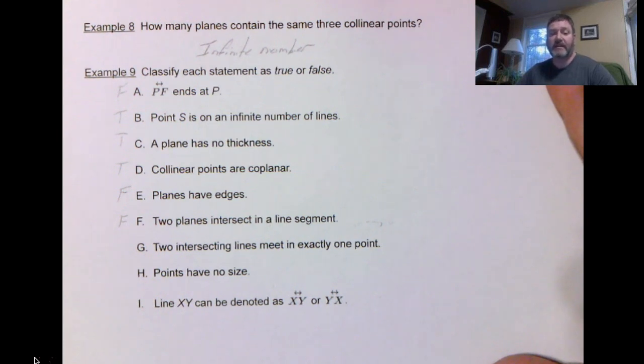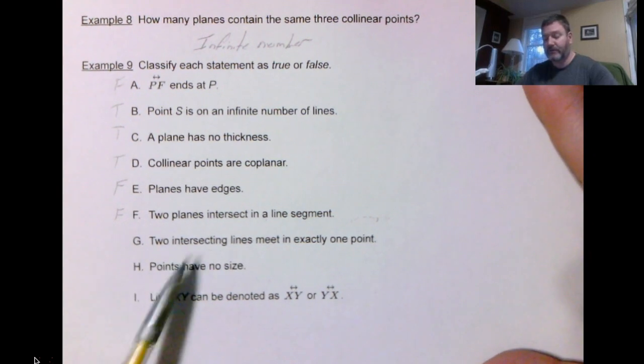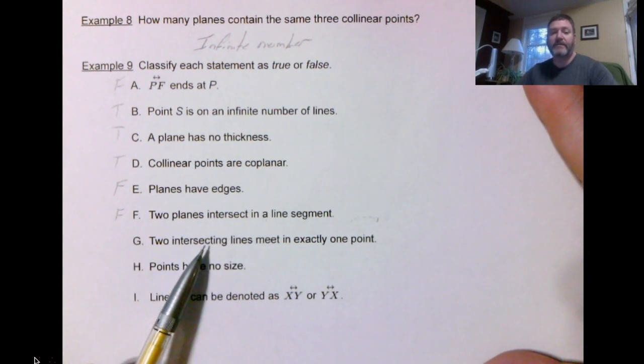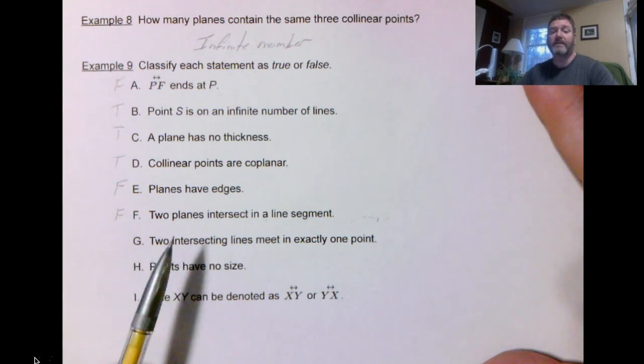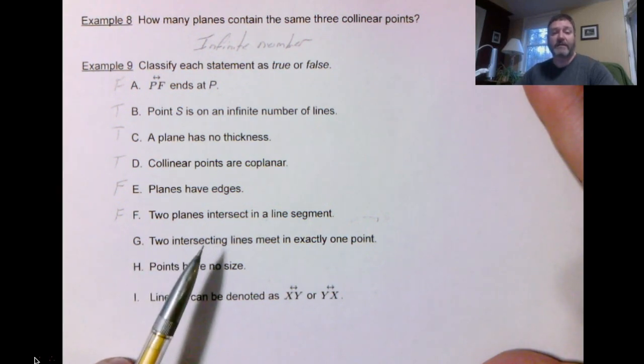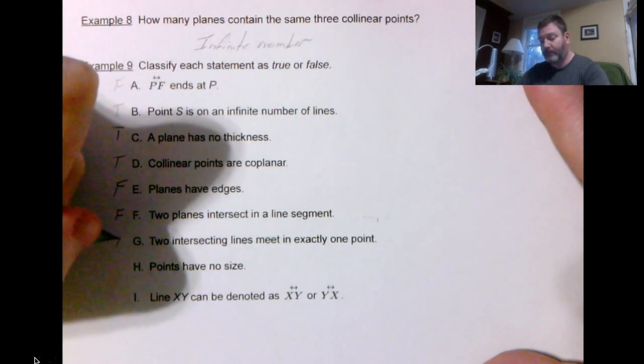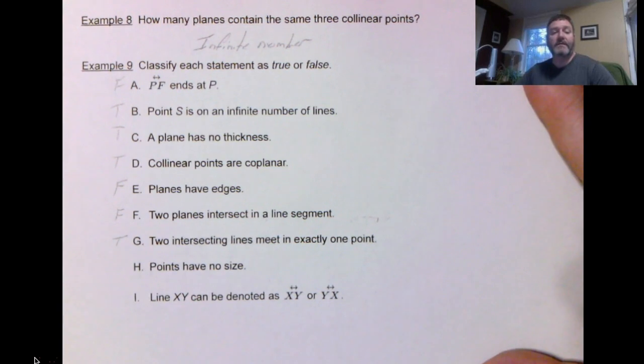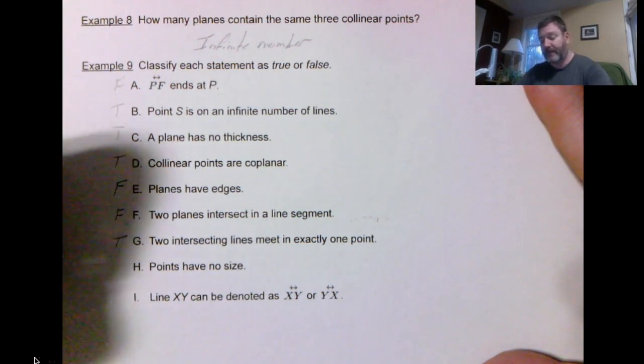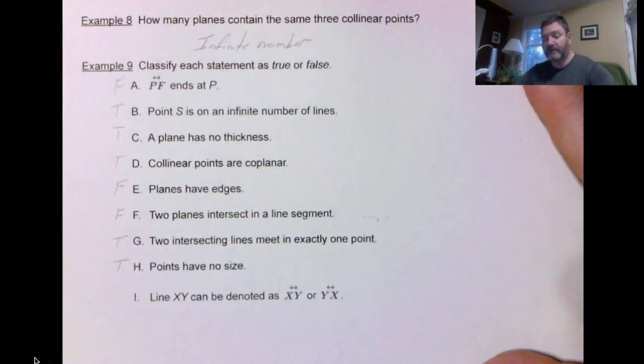Two intersecting lines meet in exactly one point. The key words here are two intersecting lines. If it just said two lines, this answer would be false because they might not intersect. But I'm being told that these are intersecting lines. They must meet in exactly one point. This is true. Points have no size. That is true. It's part of their description.